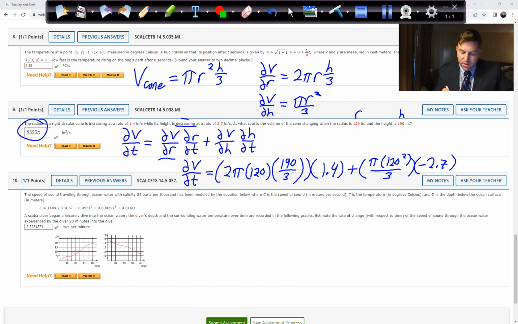And it's helpful to look at units again. This has a unit of inches. This has a unit of inches. This has a unit of inches per second. So the overall unit on this whole thing is inch, inch, inch, which is inch cubed, divided by seconds, which is the unit right there. And it'll be the same units over on this side. Okay, so that's problem 9.